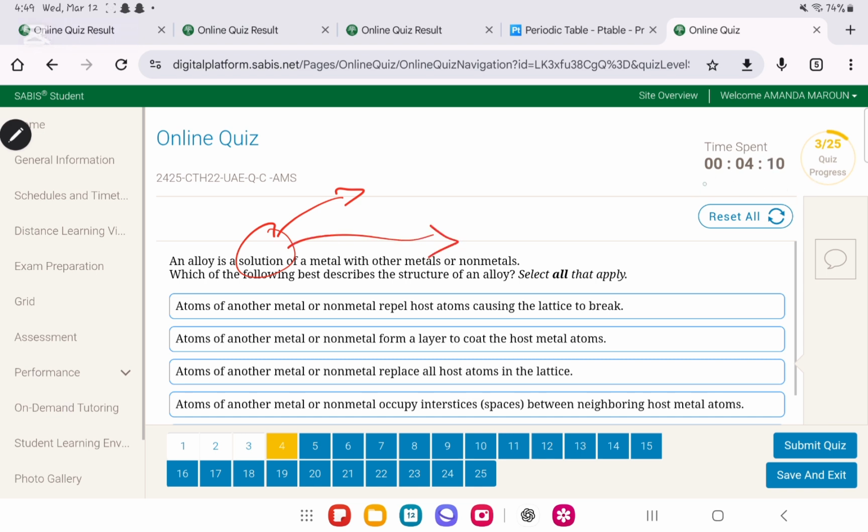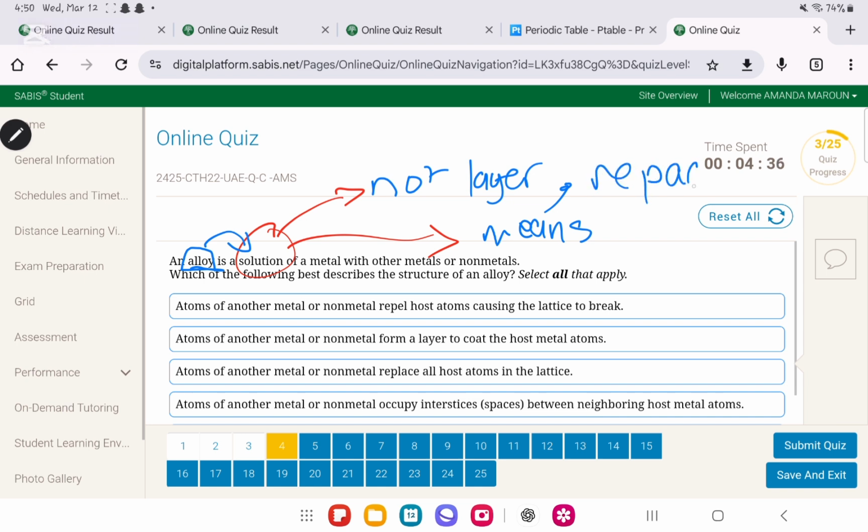two things. Okay? What it does not mean and what it means. Now for alloy, an alloy solution, we will see what it does not mean and what it means. First of all, what it does not mean. It does not mean that it's gonna layer. It does not mean that one metal is gonna layer another metal. It does not mean that all the metal ions are gonna be replaced. So replaced all metal ions or metal atoms. For sure not. Okay? It does not mean that they will repel.